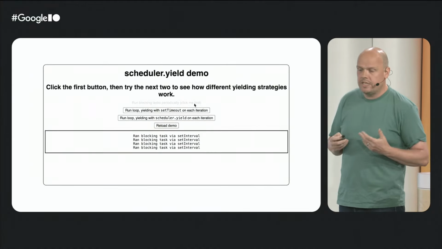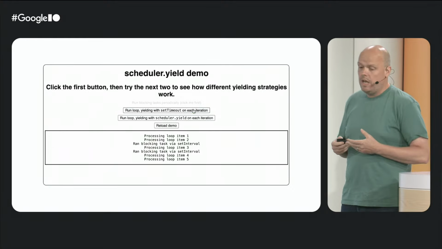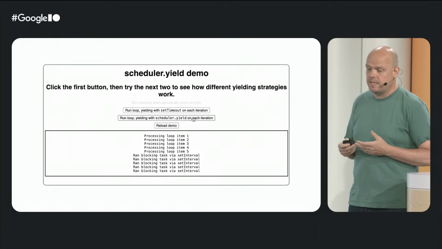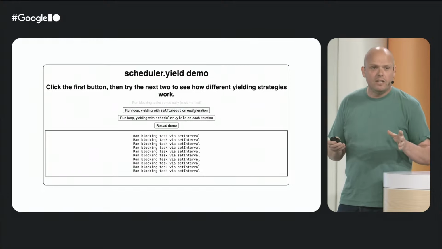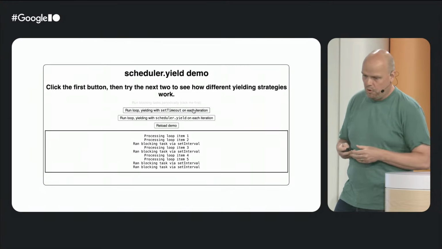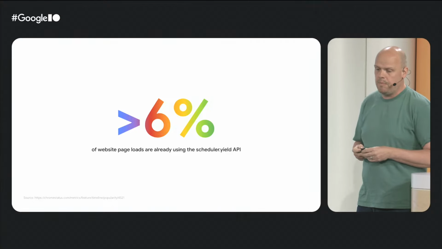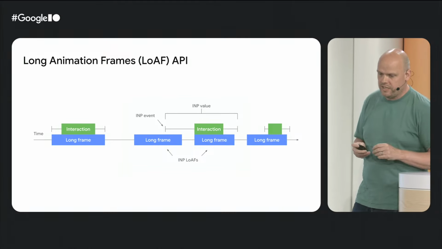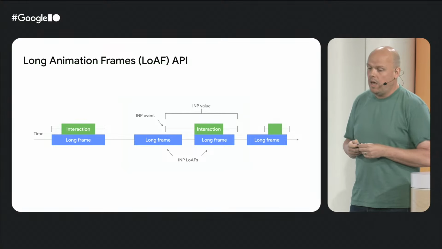And on the INP front, the scheduler.yield API helps you improve INP by pausing execution of long tasks, allowing the browser to attend to other pending tasks and then resume the original task. If you ever did Visual Basic, it's kind of like DoEvents, at least from when I started programming. And we're seeing that over 6% of website page loads are already using this API. LOAF, which I think should be called loaf, but that's an argument I lost ages ago, brings the Long Animation Frames API to everyone.